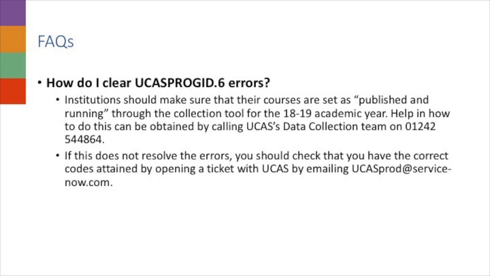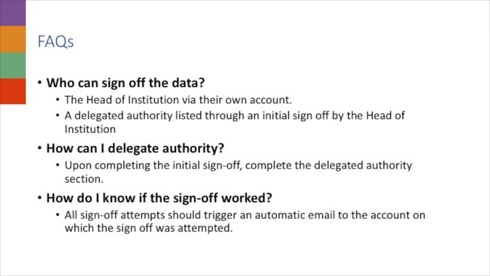The other frequently asked questions that we have received are related to the sign-off system. So only the head of institution can make the initial sign-off, and only the head of institution can delegate authority to someone else. So if they initially delegate authority to one person and then someone else needs to have authority, that delegated authority cannot further delegate. So it must go back to the head of institution again.